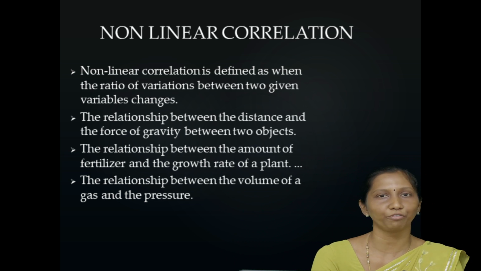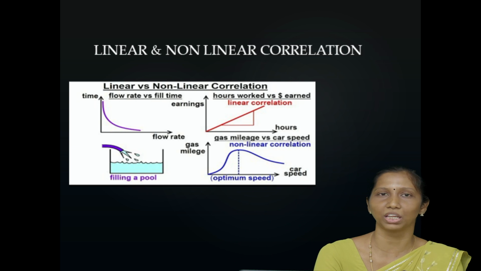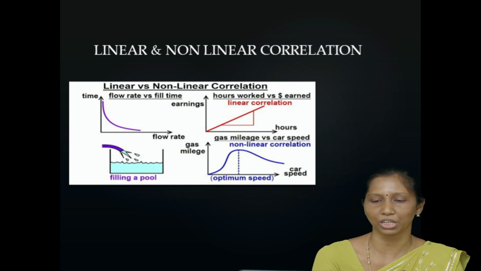For example, if you use a good fertilizer or the correct amount of fertilizer for the plant, you can get a good yield from the plant. So that is non-linear correlation. Another example is the relationship between the volume of a gas and the pressure. We will see in the next diagram. These are the differences between linear and non-linear correlation.